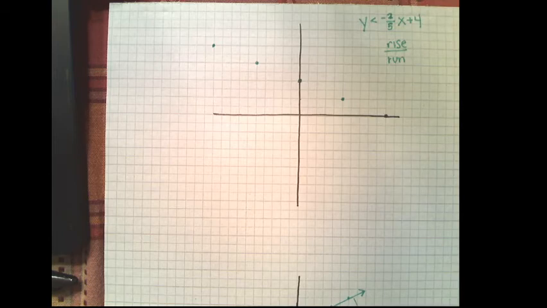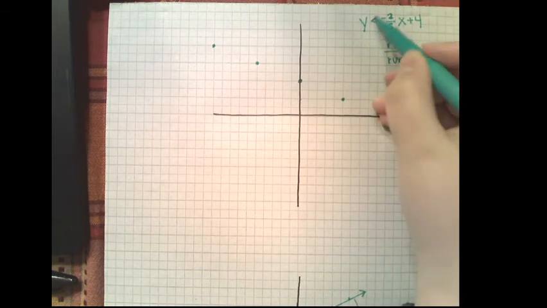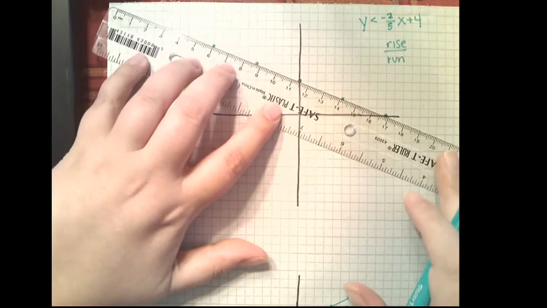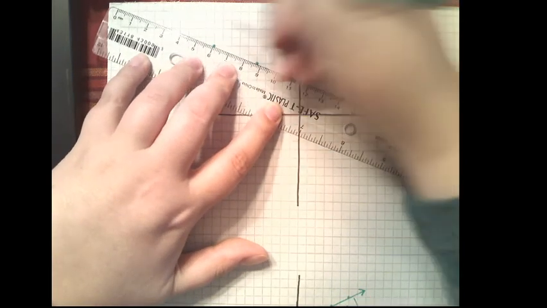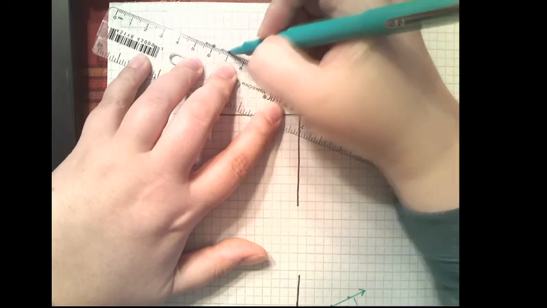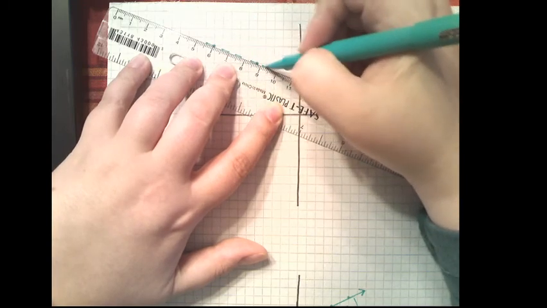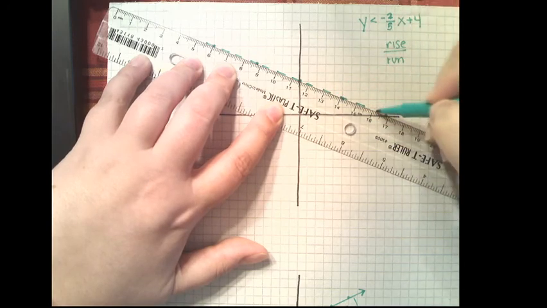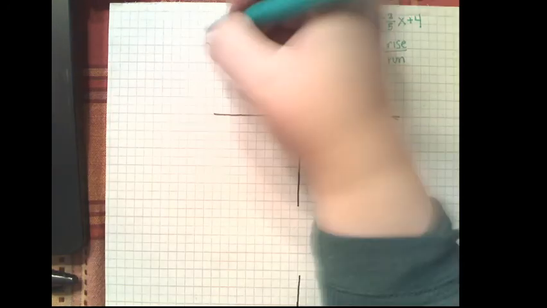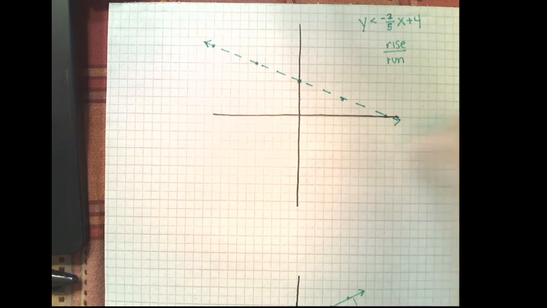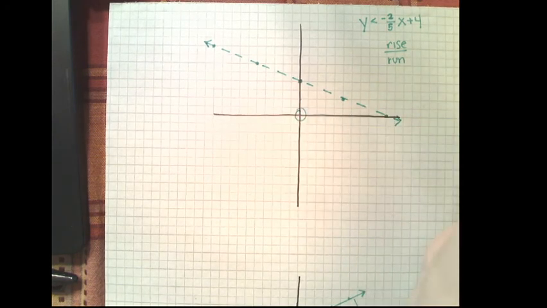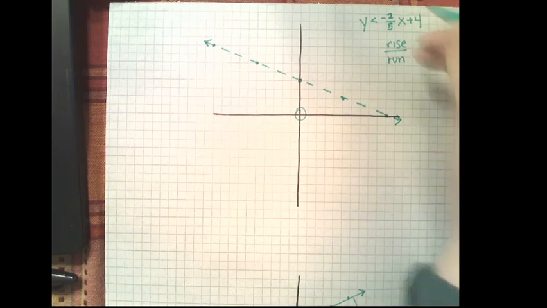Now decide solid or dashed. There's no equal to sign, so that means it's going to be a dashed line. Okay, and now that we have that, we're going to use a test point. Again, 0, 0 is free, so let's use it.